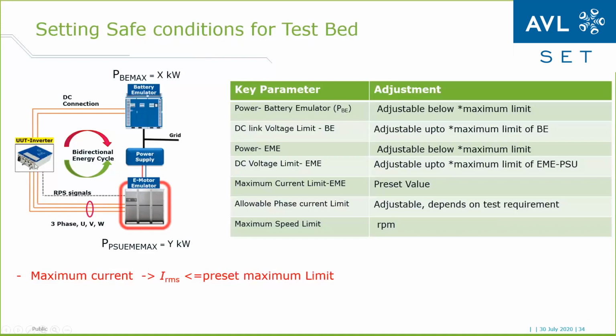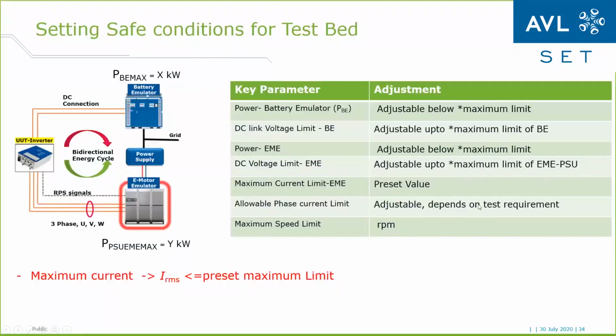The only thing is you need to specify an allowable safety current depending upon your test cases, which an inverter can handle. For example, if we have an emulator which is capable of handling 1600 ampere, but the inverter is only capable of, let's say, 400 ampere, then this value can be tweaked easily with this allowable phase current limit, and that's it. It ensures the safety of all the power supplies, the emulator, and also the UT itself.